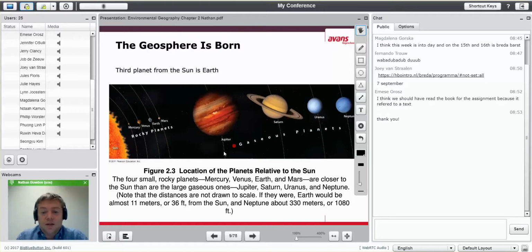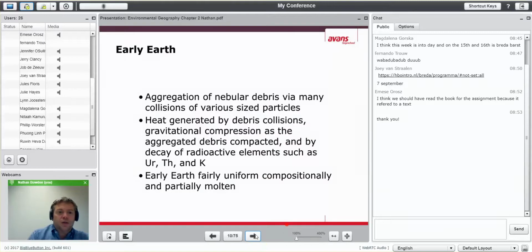And these distances are not to scale, obviously. If they were, Earth would be 11 meters from the sun, and Neptune would be 330 meters from the sun. So this is obviously not drawn to scale. And the sun would be much, much bigger than it is now, that is here. That's the birth of our geosphere.